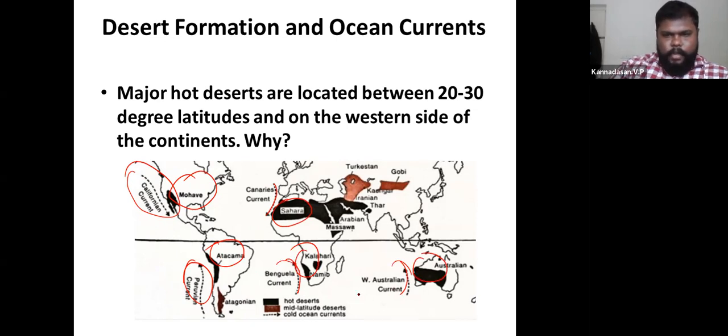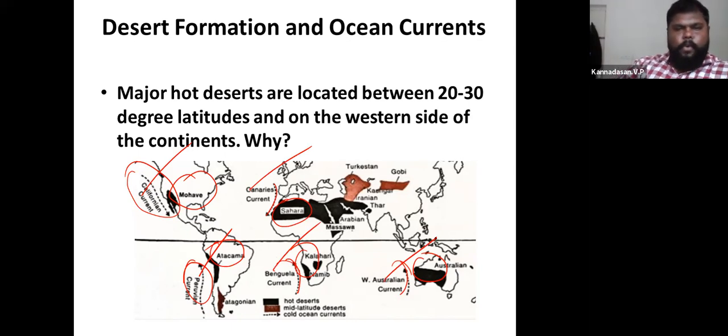So wherever the important deserts are between 20 to 30 degree latitudes, you can see ocean currents also on the side. To be specific, all of these currents are cold ocean currents. Am I right? Peruvian current is a cold ocean current. Californian current is a cold ocean current. Canaries is cold. Benguela is cold. West Australian current is cold. But why, guys? Why, wherever a cold ocean current is there, are you also seeing desert? What could be the reason?